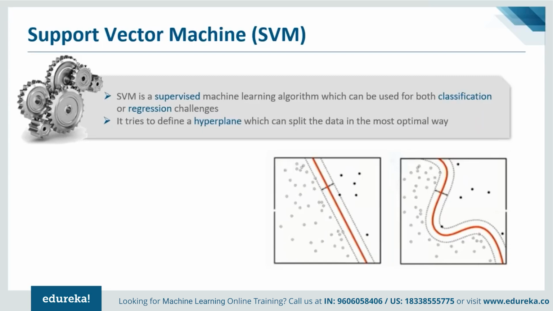So SVM is a supervised machine learning algorithm which can be used for both classification or regression challenges. But in general, SVM is used for classification problems only. So what it does, it tries to define a hyperplane which can split the data in the most optimal way, such that there is a wide margin between the hyperplane and the observations. So this is your data points plotted in this very graph. So what your SVM is doing, it is defining a hyperplane which is able to segregate data into different categories. So data present at the right side of the hyperplane will belong to one category, whereas data points present to the left side of the hyperplane will belong to a different category. So it is considered one of the most efficient algorithms in machine learning for performing classification.